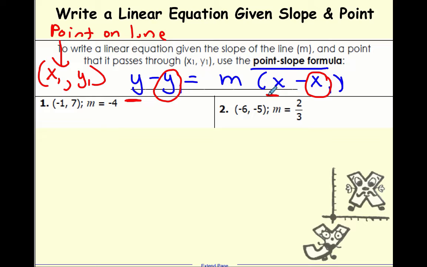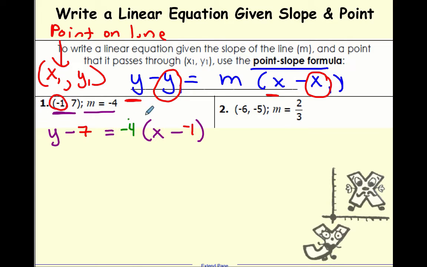So let's look at problem number 1 and see how it goes. I want to find the equation. I know that the point -1, 7 is on the line, and I know it has a slope of -4. Using the point-slope formula, I'm going to fill everything in. I put the -1 in place of x1, the 7 in place of y1, and my slope there as a coefficient. Now I'm going to simplify it and make it slope-intercept form.